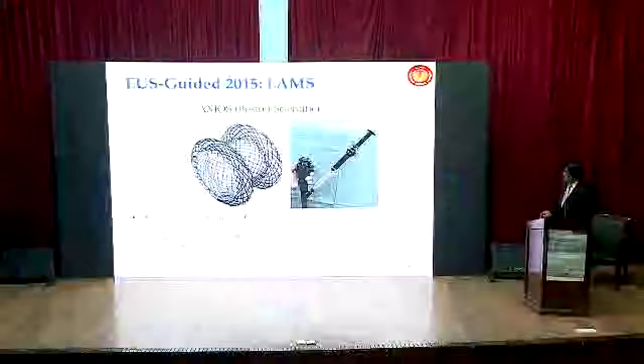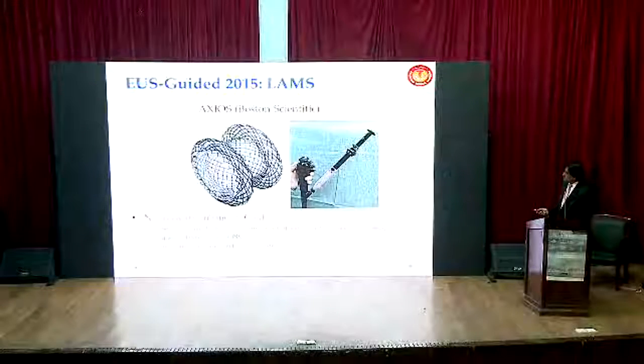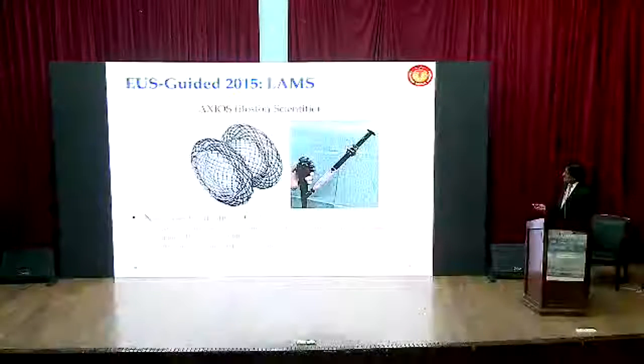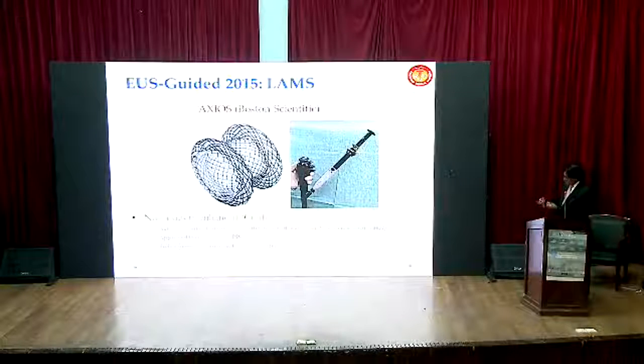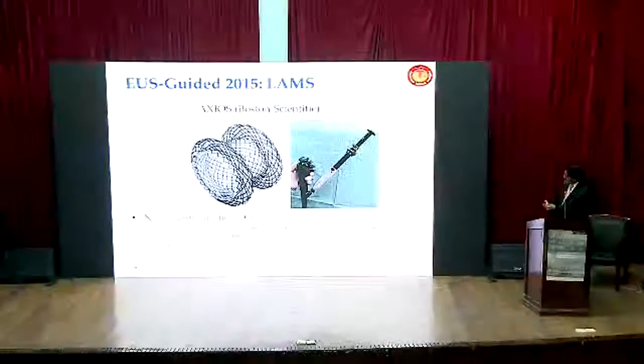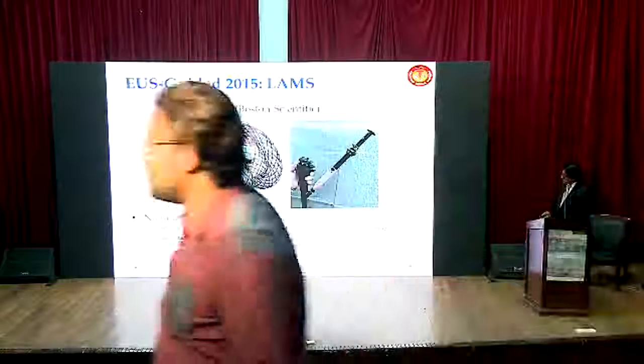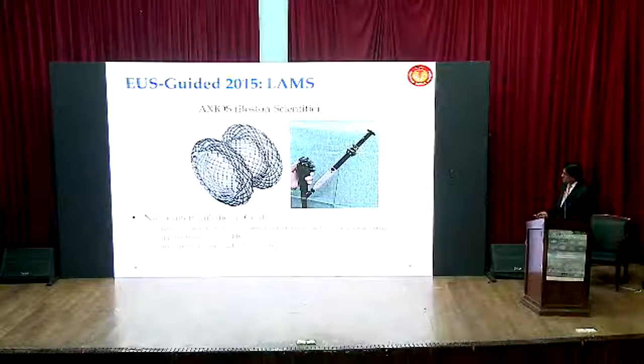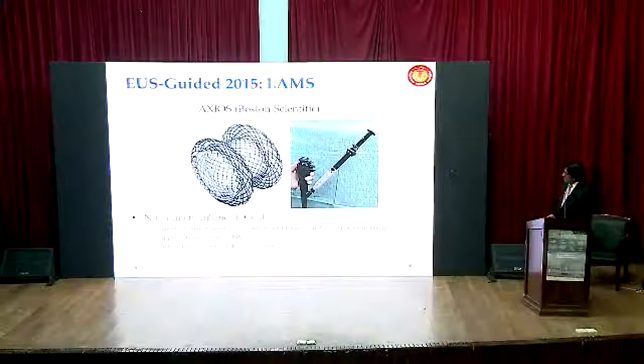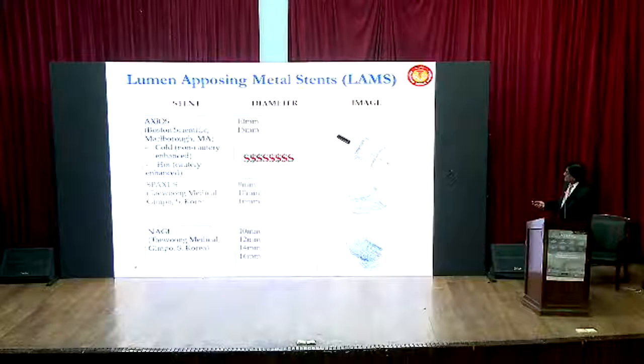Next. So these are the latest stents, which are called lumen-apposing metal stents because they are 1 centimeter. They oppose the stomach and cyst very closely, and drainage becomes easy. Complications are less. They can be cold or hot. Next. And these are different types of stents which are now available all over the world.